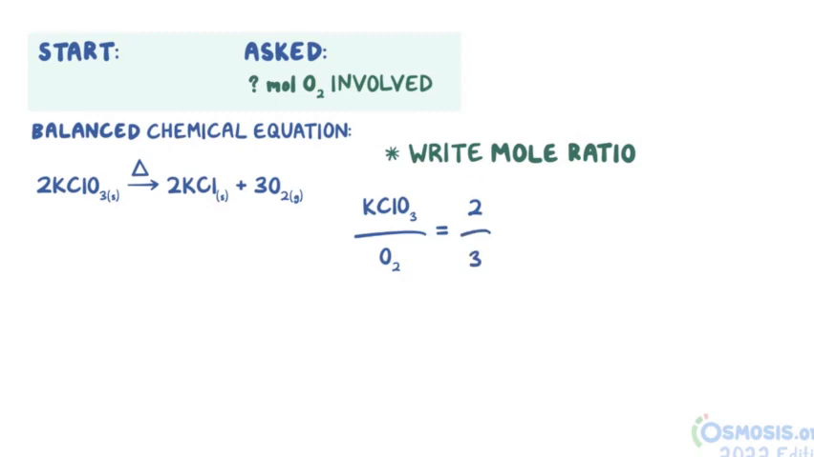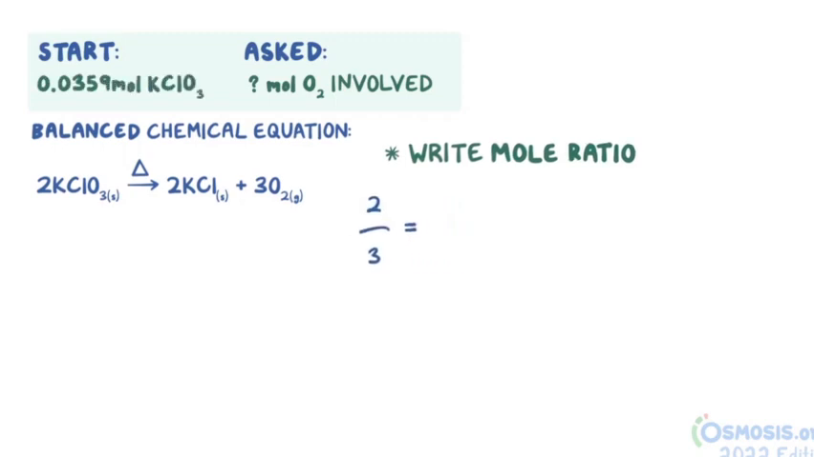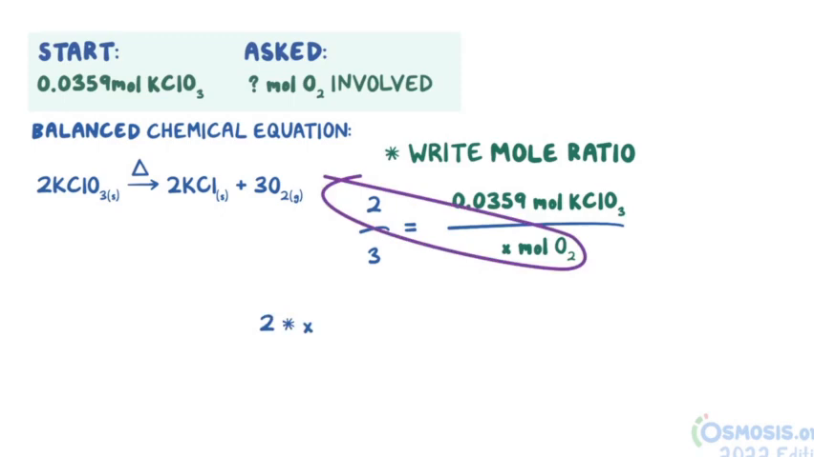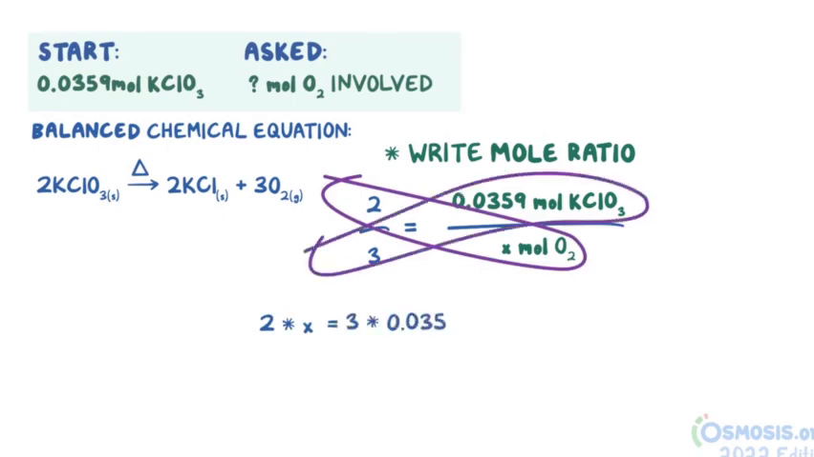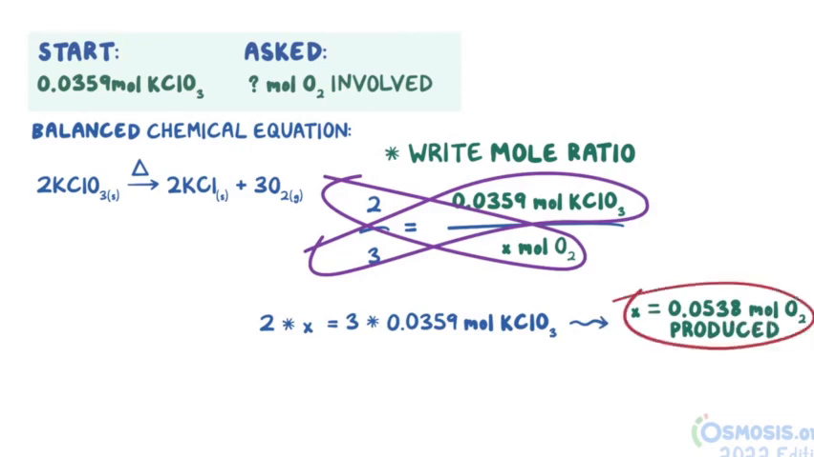We know that we start with 0.0359 moles of potassium chlorate, so we write down a new ratio with this number in the numerator. Since we don't know how many moles of oxygen result from our reaction, we put an X in the denominator. So we get KClO3 over O2 equals 2 over 3 equals 0.0359 over X. We are now ready to solve for X using cross multiplication. We first multiply 2 times X, and we set this quantity equal to 3 times 0.0359. Solving this equation gives us X equals 0.0538 moles of oxygen produced during this reaction.